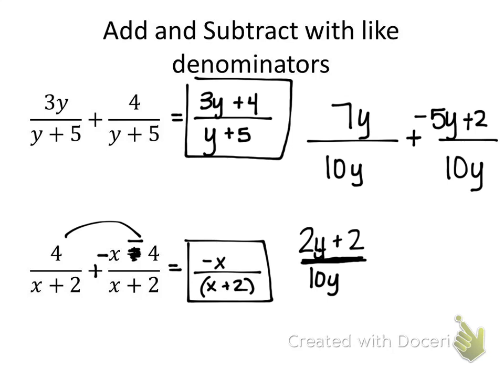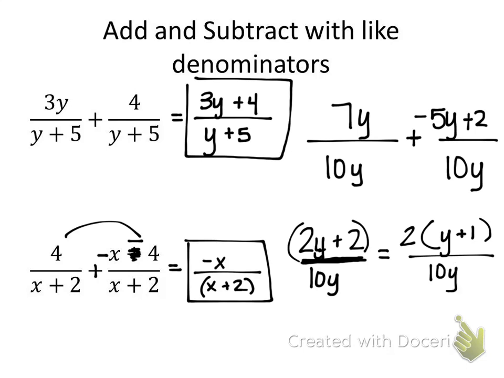Now, watch this. This is where yesterday and the day before's lesson comes in handy. What can you do now? Take out a GCF. Because 2y plus 2 is off limits. It's got a plus sign that joins the two of them. So I can't just say, oh, y and y, 2 and 1/5. Doesn't work like that. Okay? But what I can do is I can take out a GCF. What's the GCF of 2y plus 2? 2. I'm left with y plus 1 over 10y.